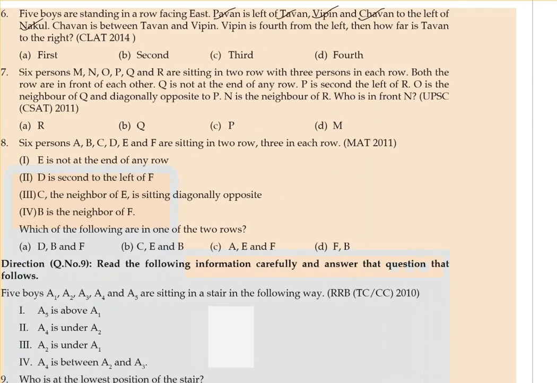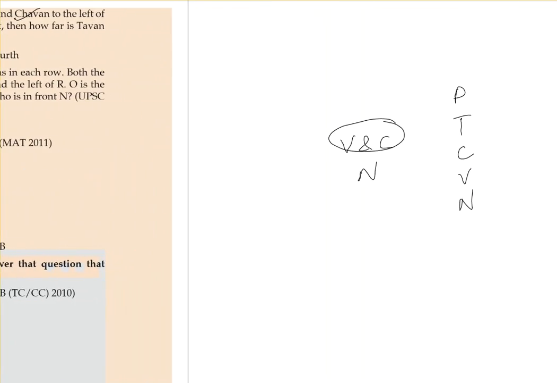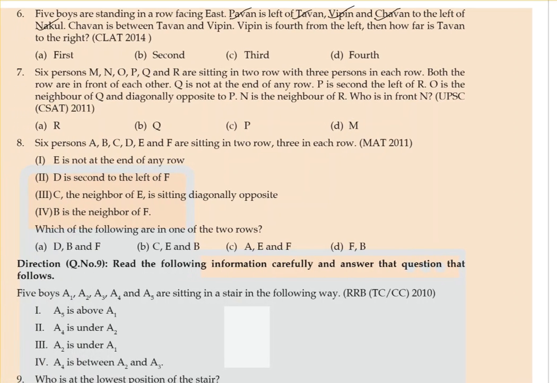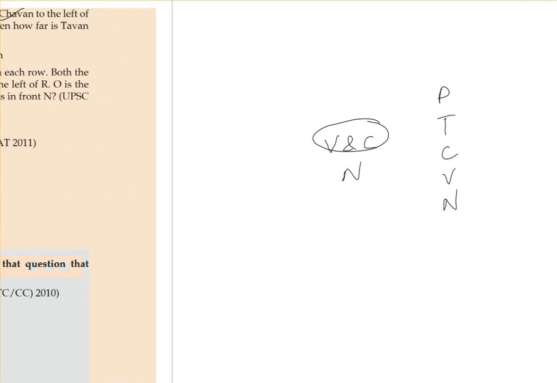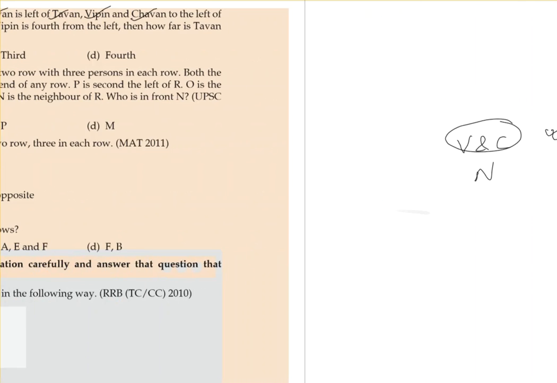Then how far is Tavan to the right? Tavan is second to the right. Not from the right, to the right. So Tavan is second to the right.